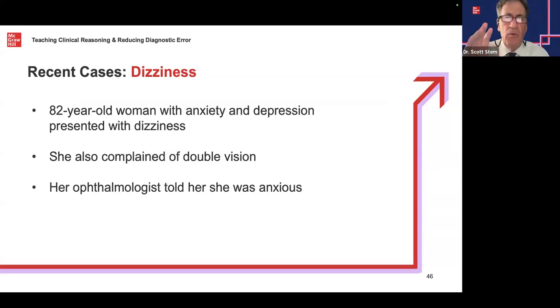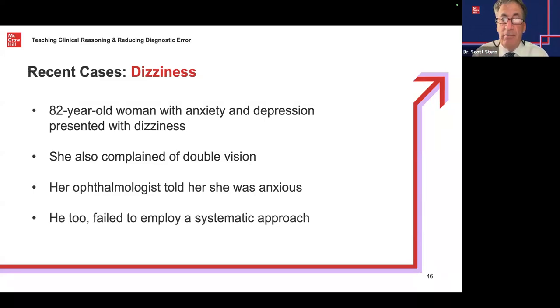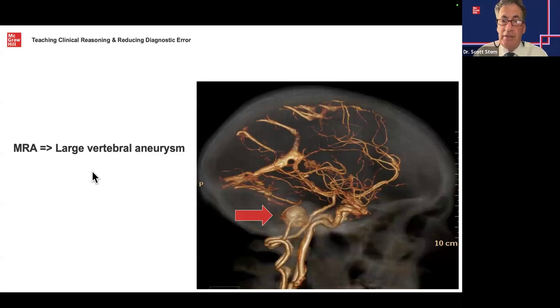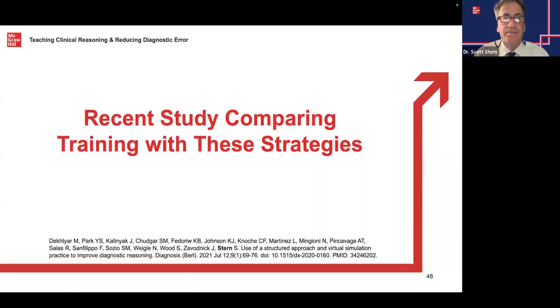She absolutely was anxious. She absolutely was depressed. Unfortunately, those weren't the causes of her dizziness and double vision. And given the double vision, one could ascertain that her problem was actually in her brainstem. And when we did an MRI of her brain, this is what we found: a giant vertebral artery aneurysm that had to be resected in a neurosurgical procedure. She did fine.